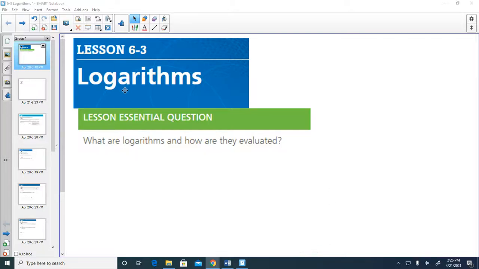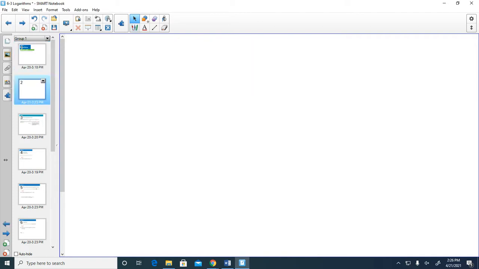In today's lesson, we're going to talk about something called a logarithm. So we're going to learn what logarithms are, how they are evaluated, and how they can be useful to us. So let's say we have this equation, 2 to the x power equals 8. And whenever you're solving an equation, you're trying to figure out what x is.